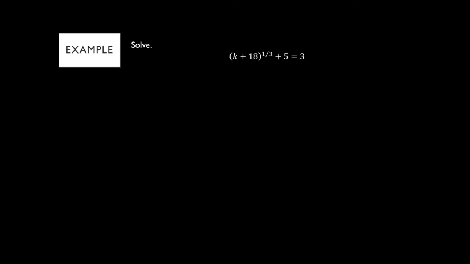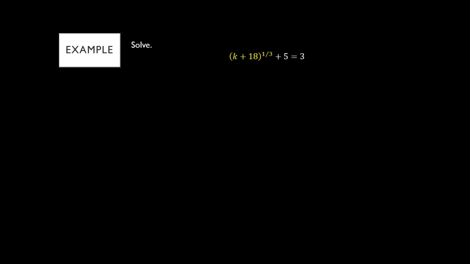Okay, so next one here. Now notice that it says k plus 18 to the 1/3 power. This is still a cubed root. I mentioned before that if you don't have a radical button, you can do 1 over whatever the index is. So even though this is 1/3, it is the same thing as a cubed root. It's just written differently. But the same rules apply. We want to get that radical part, or in this case, the part with the 1/3 exponent, by itself.